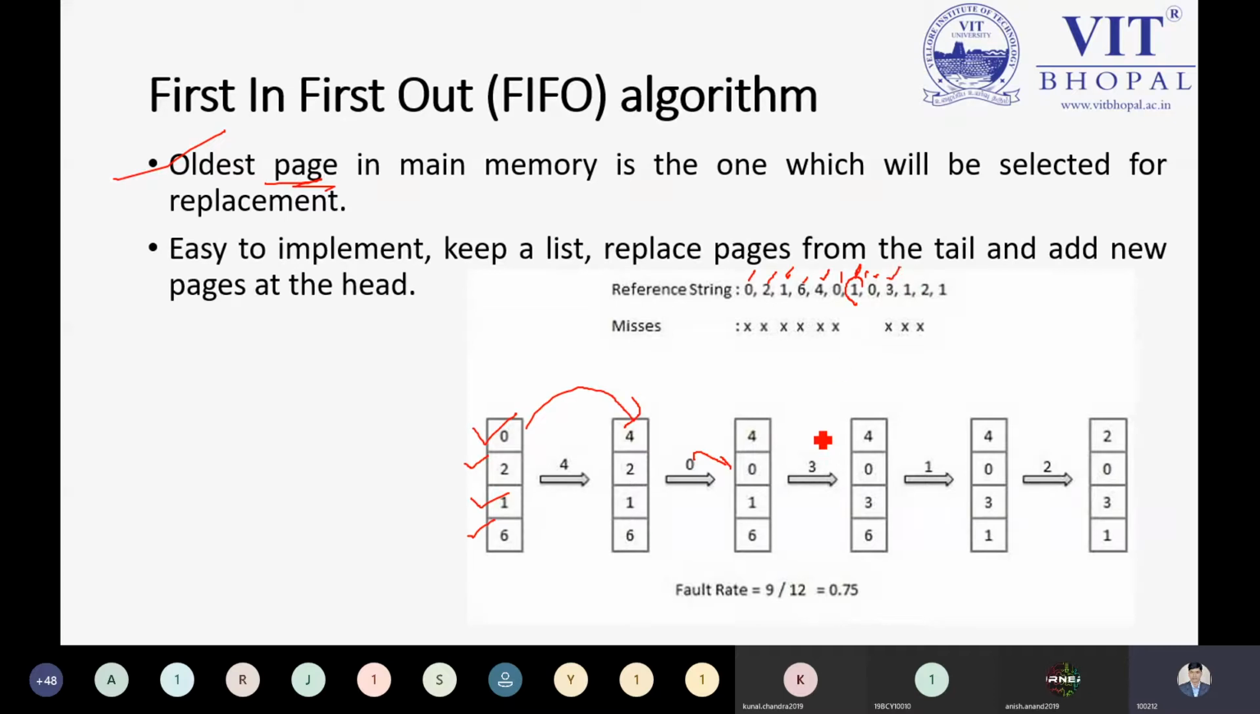Now 3. 3 is not in our page table. So at that time, which one is the oldest among 4 0 1 and 6? That is noted down, that is 1. So 3 will be replaced over here. And now again 1 is coming. In the current situation we have 4 0 3 and 6. So among the 4 0 3 pages, which one is the oldest one?